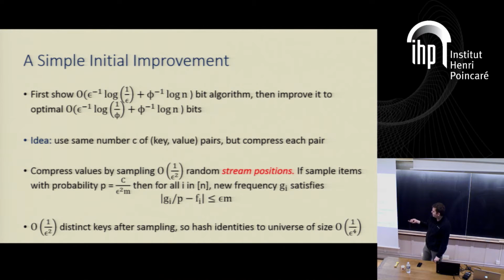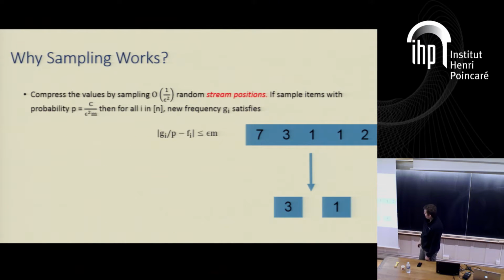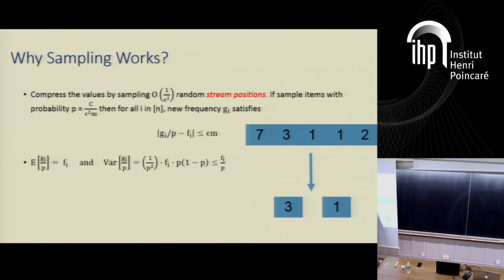OK, so let me just say why this sampling works. You have this stream of items, and you're actually subsampling updates, positions, not the items. So this is just the same statement as on the previous slide. OK, so what is the expectation of g_i over p? I have f_i updates. Each one is included in the sample with probability p. So it's just an unbiased estimate. It's f_i, right?